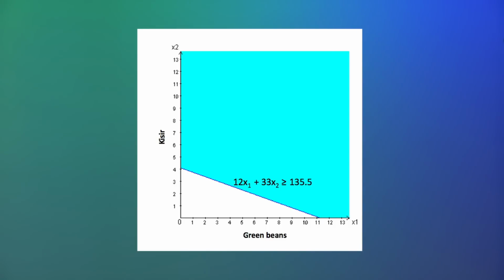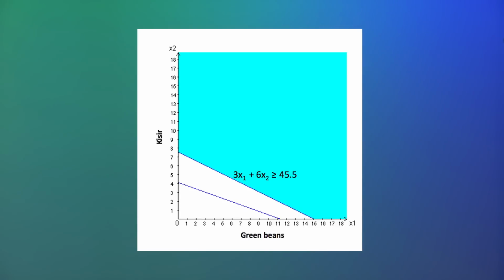Since we are searching for a sum greater than or equal to 135.5, all the points in this shaded area and its boundary satisfy this inequality. Similarly, for protein, one serving of green beans contains 3 grams of protein and one serving of kısır contains 6 grams of protein, and it should be less than 45.5. Hence, the limitation on protein should be 3x1 plus 6x2 greater than or equal to 45.5.